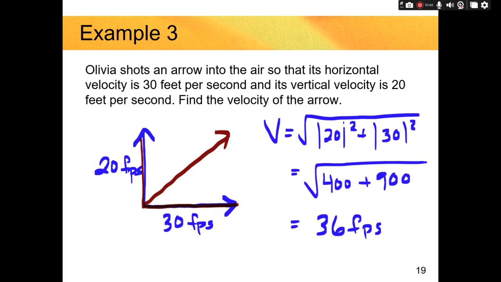Yeah, guys, talk to me here. Is magnitude and velocity the same? Because it says find the velocity of the arrow. What's up with that? Does velocity have direction? Right? Yeah. So velocity says you are going that fast, right? In this direction. So I got to give me direction.